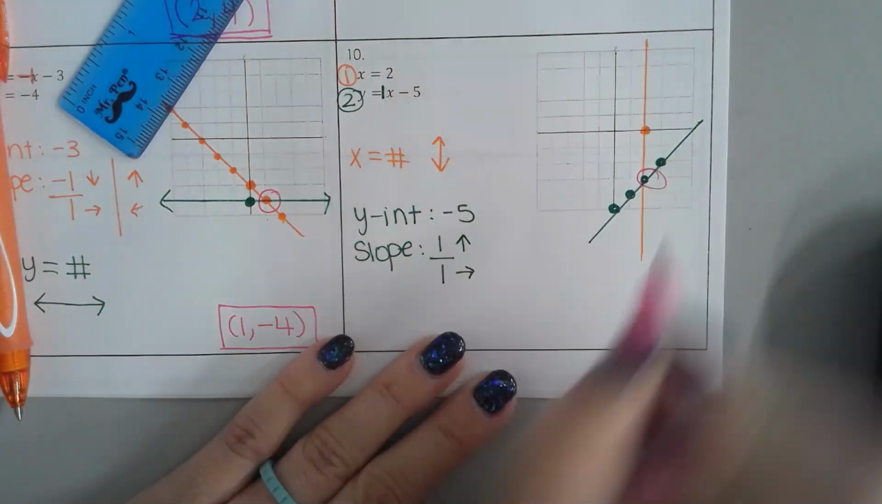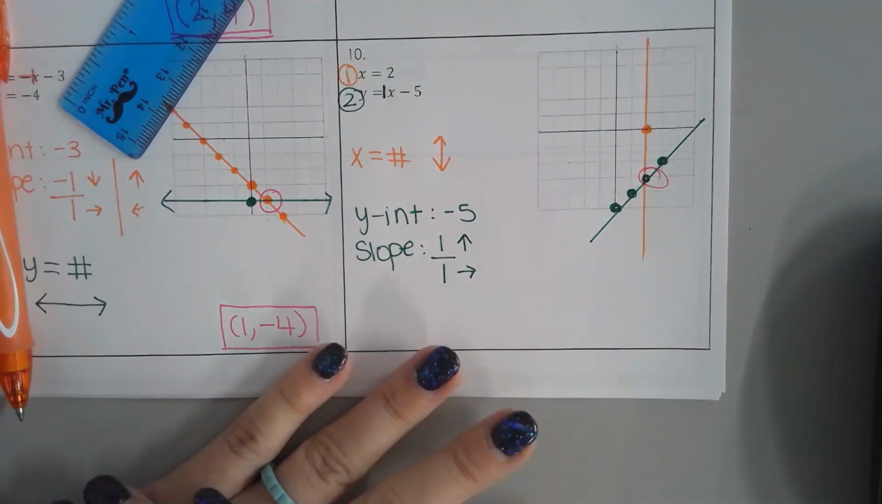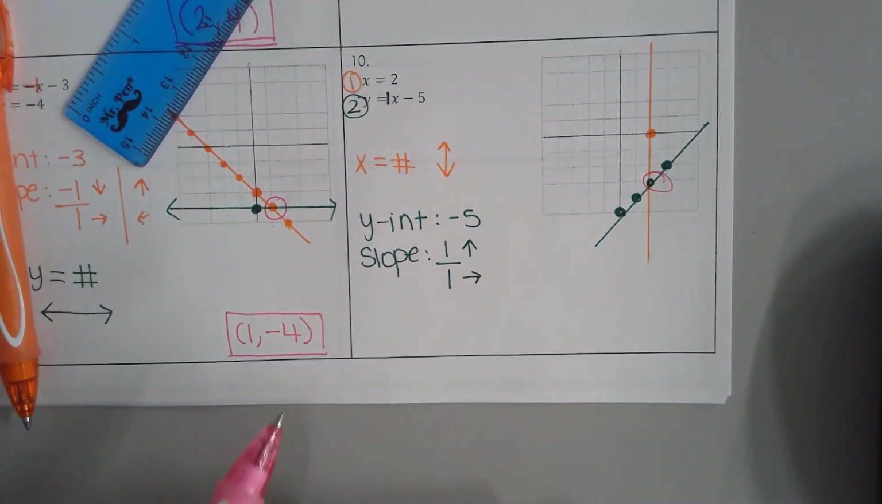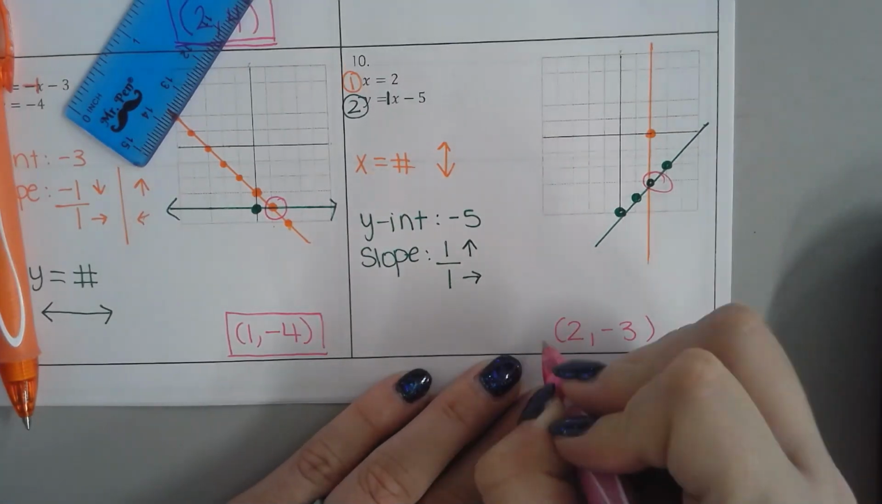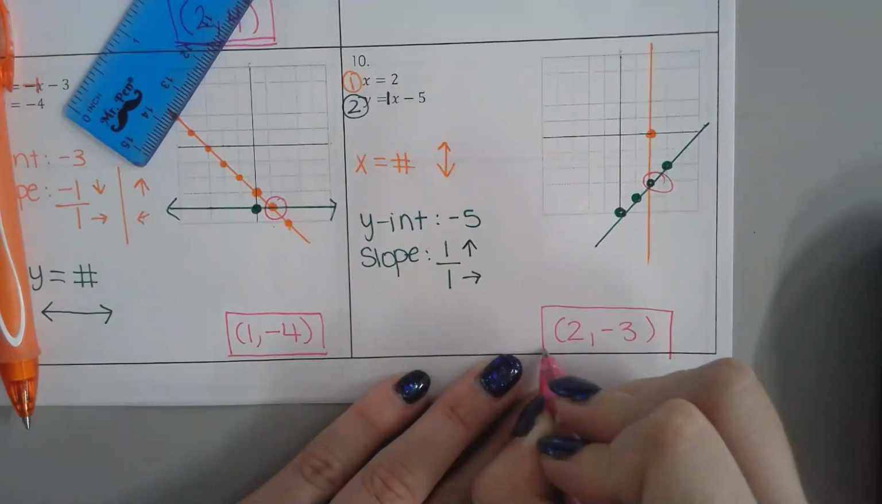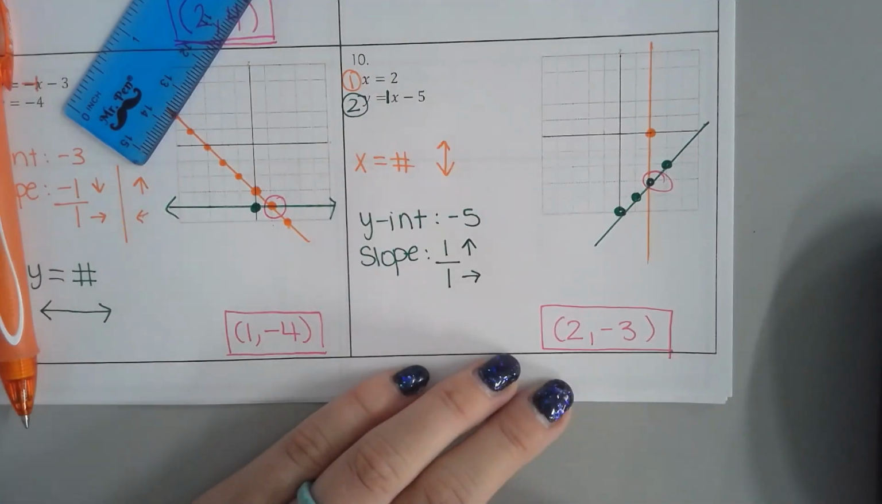And this is the point where they cross. What point is that? It would be 2, -3. It's always, the x is always first. 2, -3.